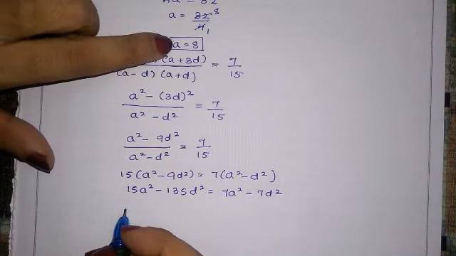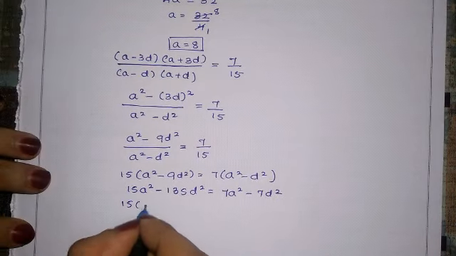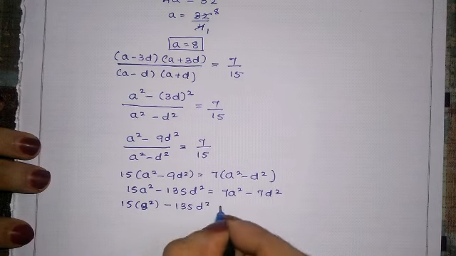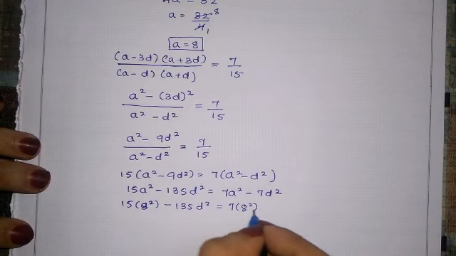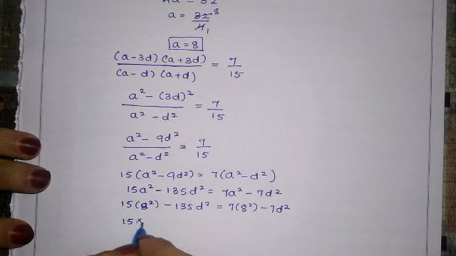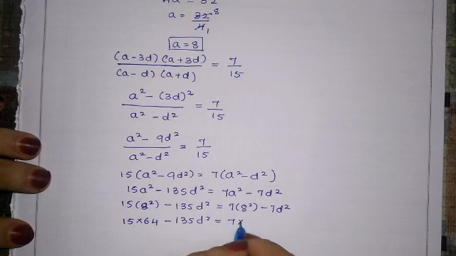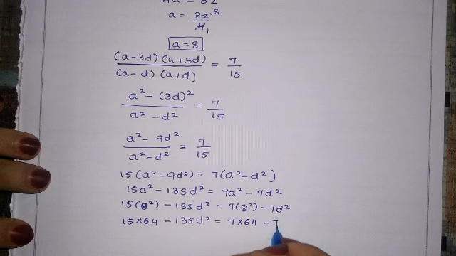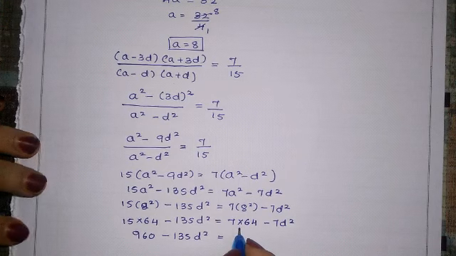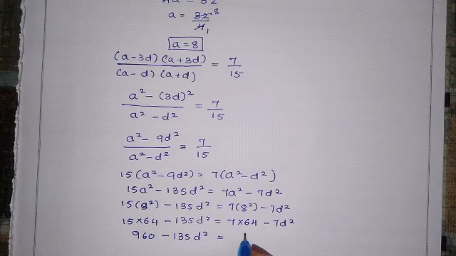So 15 into 8² − 135d² is equal to 7 into 8² − 7d². 8² is 64. 15 into 64 is 960, minus 135d². 64 into 7 is nothing but 448, minus 7d².